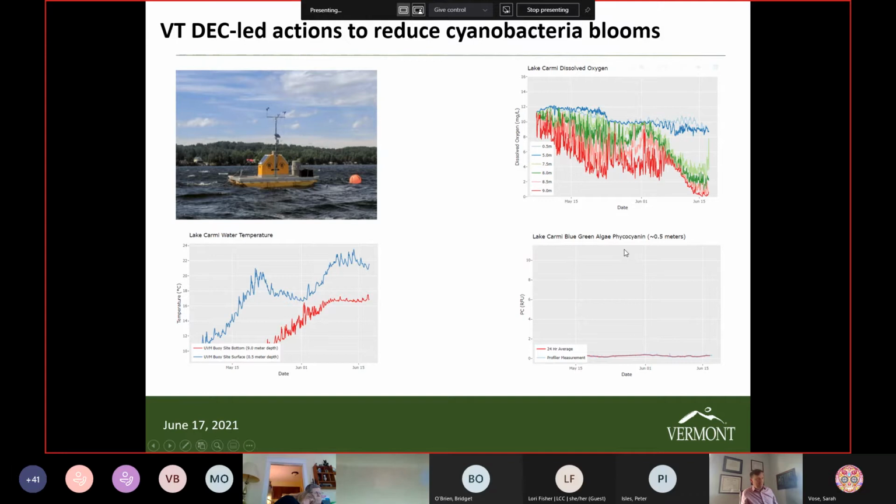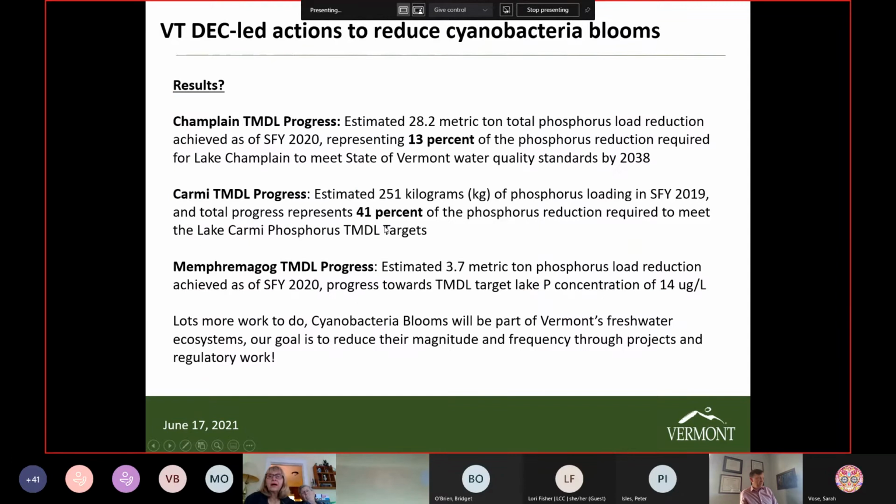And then this bottom measure here is a measure of phycocyanin, which is a pigment in blue-green algae or cyanobacteria, and that really helps us see whether a bloom is occurring or not. This very boring straight line at the bottom is a good thing. That means so far this year we haven't seen any blooms in Lake Carmi. Let's knock on wood that situation continues. So this is just an example of how we monitor lakes.